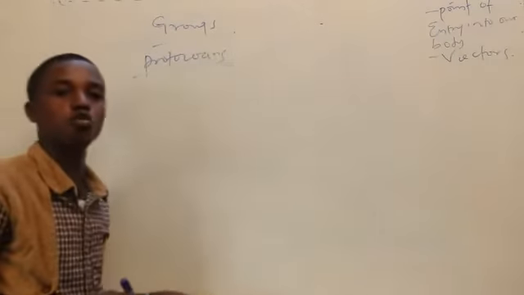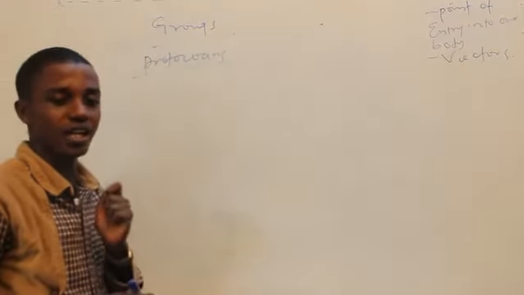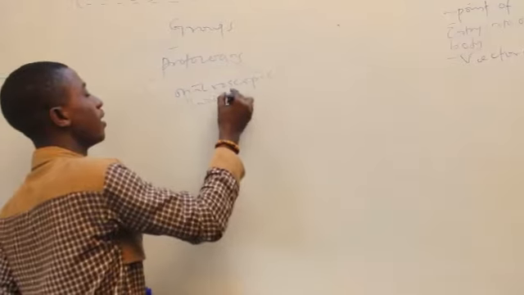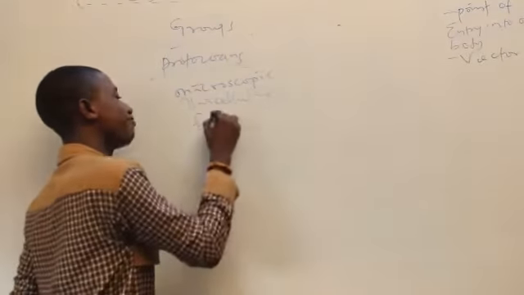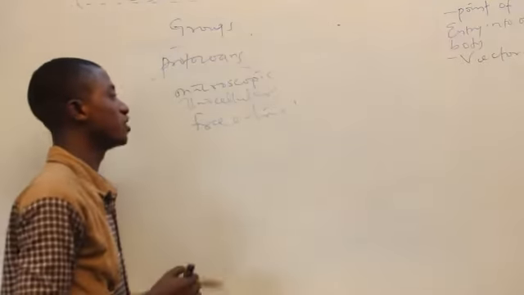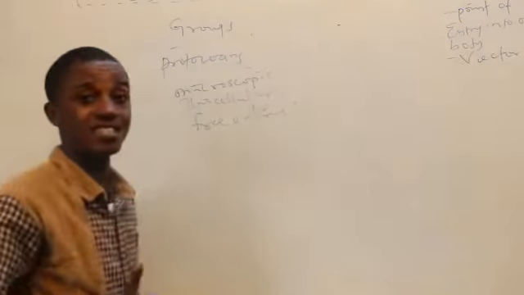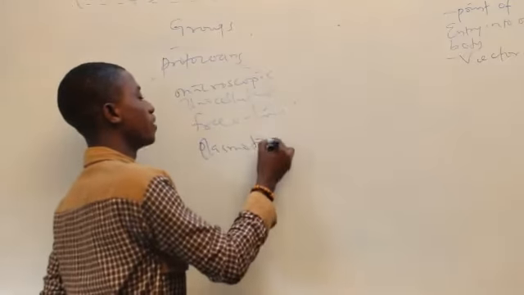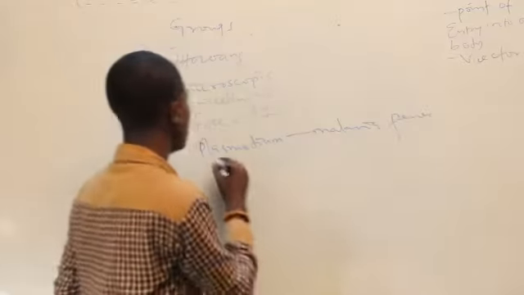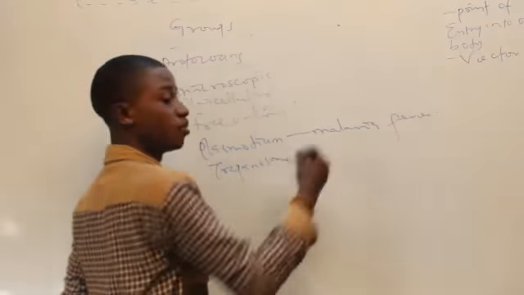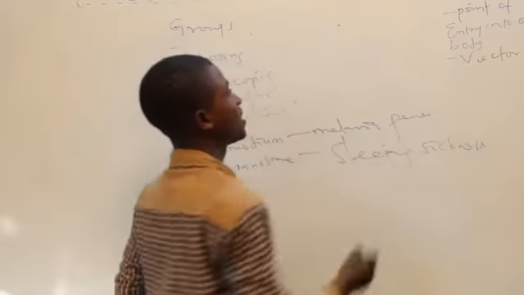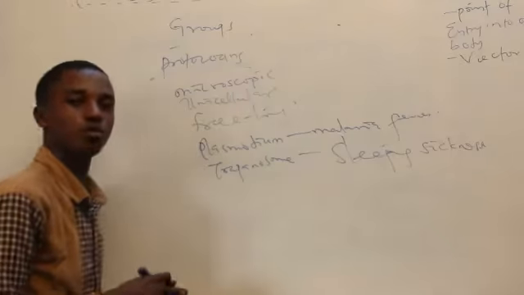Okay, so protozoans are microscopic, unicellular, free-living organisms. Are you with me? So they have the ability to showcase these attributes: microscopic, unicellular, free-living organisms. Now there are some protozoans that are parasitic in nature, just like plasmodium. The plasmodium causes malaria fever. Then we have the trypanosome. Trypanosome causes trypanosomiasis, which is responsible for sleeping sickness. It causes what? Sleeping sickness. So that's what you need to know about protozoa.